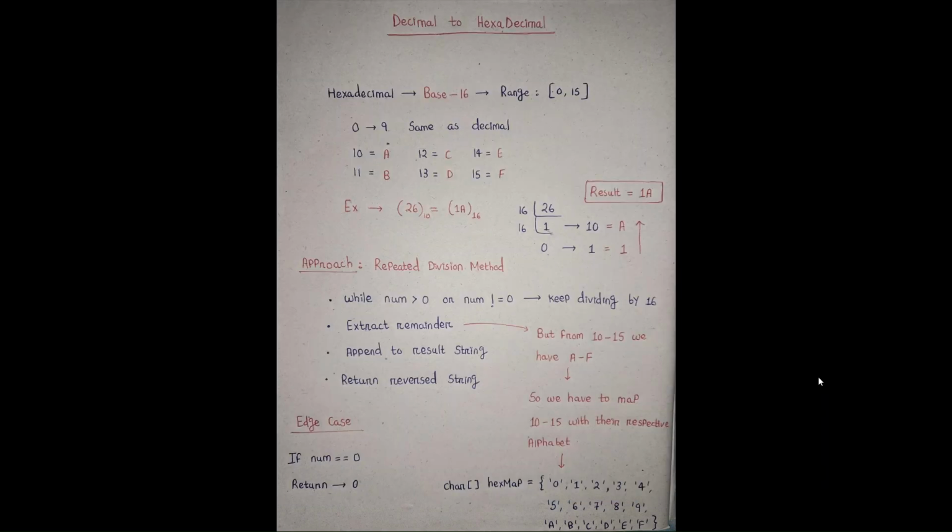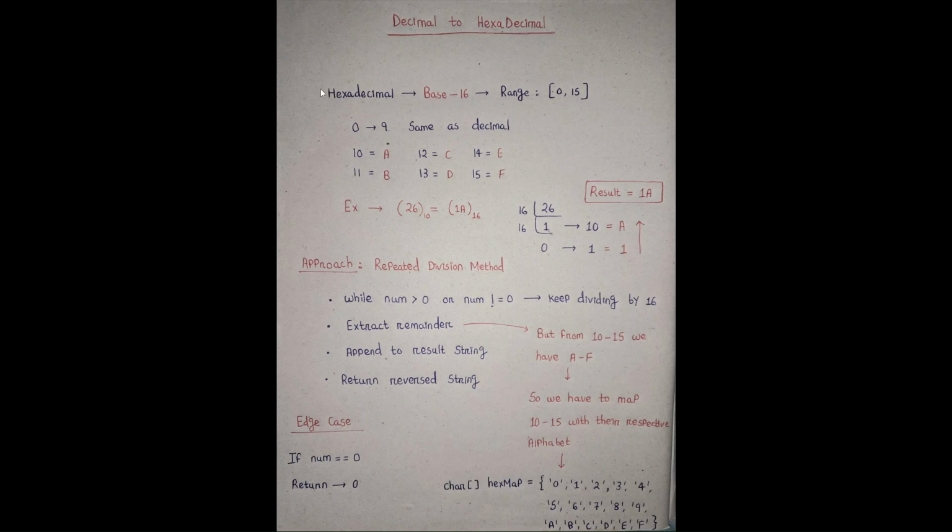In this video, we are going to solve another problem in our DSA series. That is how to convert a decimal number into a hexadecimal number. The approach is going to be exactly the same, based on the repeated division method as we used in the decimal to binary and decimal to octal videos. But the mechanism is going to be a little bit different than those videos. So let's start the video.